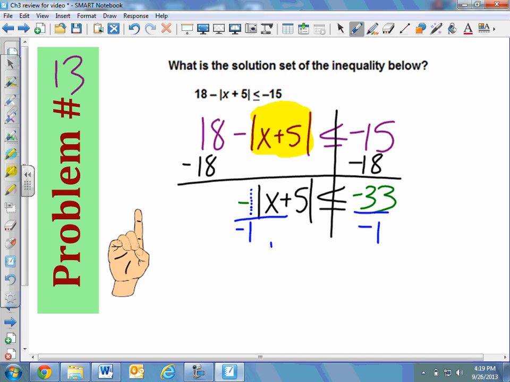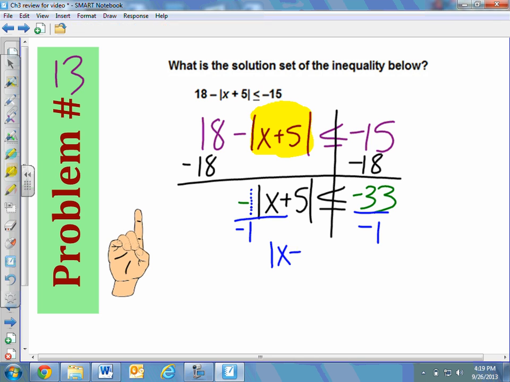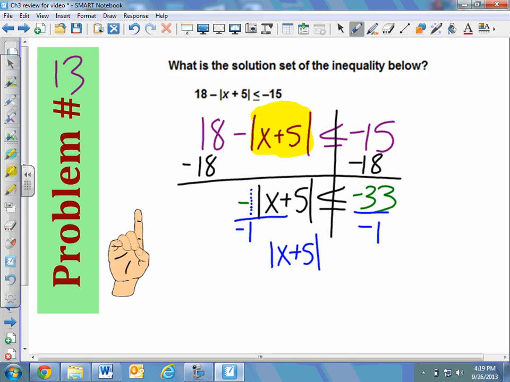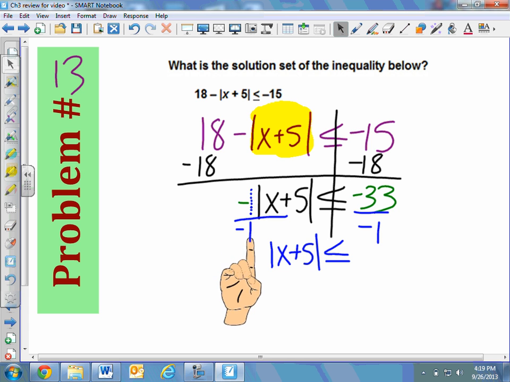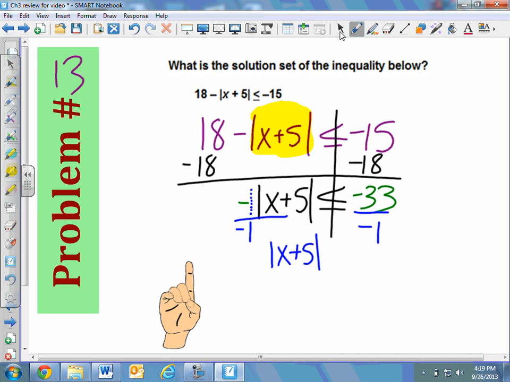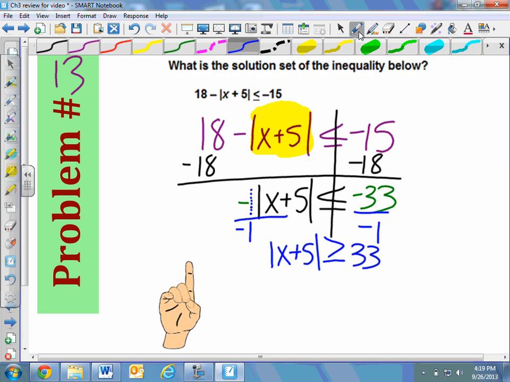Now what I end up with is absolute value, x plus 5, absolute value, less than or equal to, whoa, what am I doing wrong? Yes, I hope you saw that I'm dividing by a negative, and when you divide by a negative, what do you got to do with that sign? You got to reverse it, other way around. Switch it, positive 33.